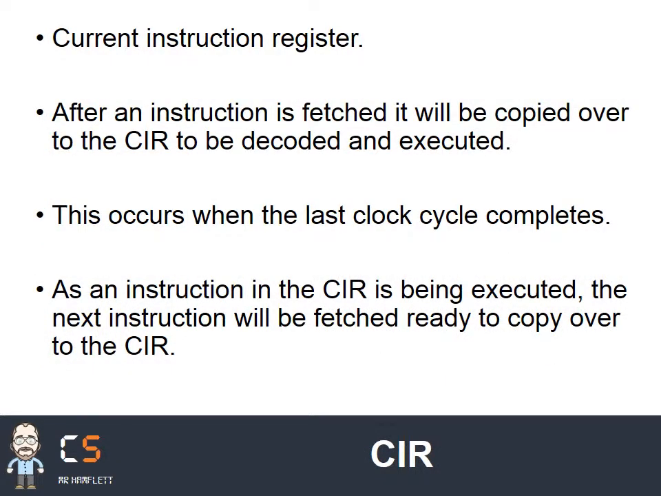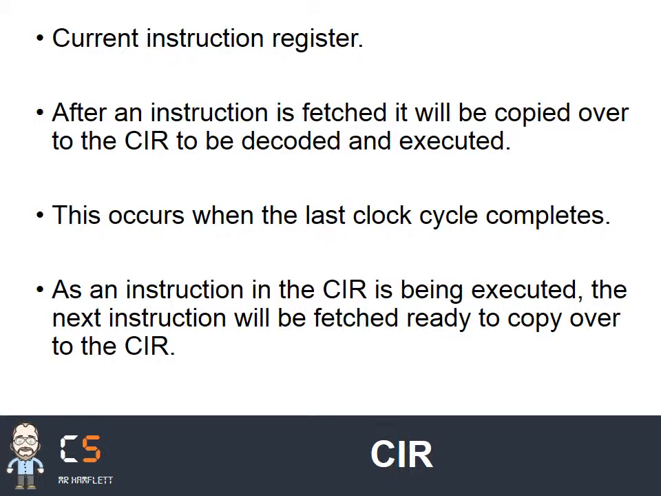So now's a good time to actually talk about the CIR. It only ever holds instructions. Okay, this is one of the key things about its name, instruction. It never has data, always instructions. So it's going to have the instruction copied over to it, which will then be decoded and executed.